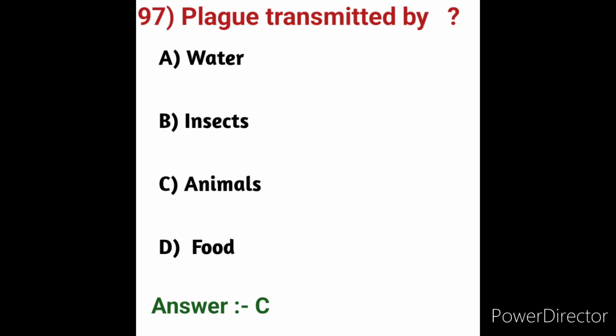Question number 97. Plague is transmitted by option A, water. Option B, insects. Option C, animals. Option D, food. Water, insects, animals, food. Option C is the correct answer.